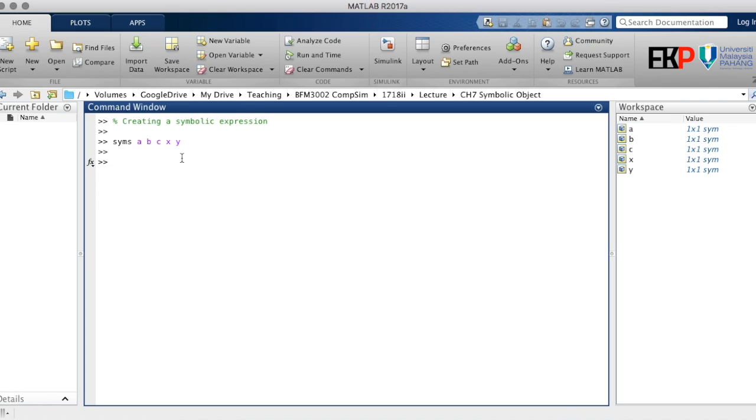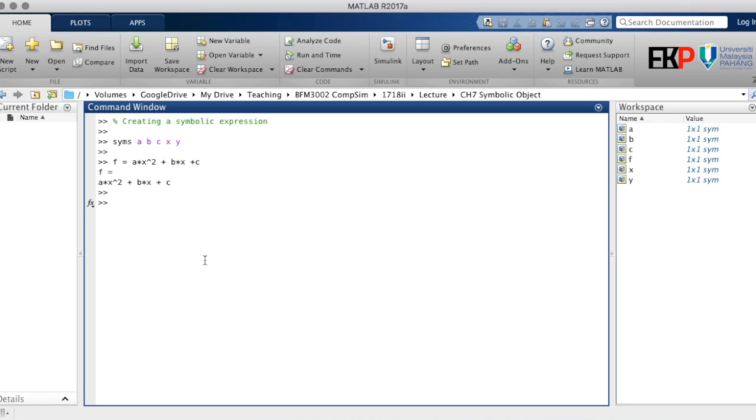Now we want to define F. The expression is F equals A times X to the power of 2 plus B times X plus C. So this is our expression, and all variables within the expression have been defined up here. When we press enter, we see that F now has a value of AX squared plus BX plus C.